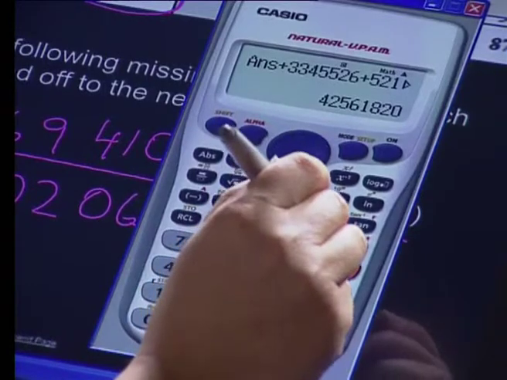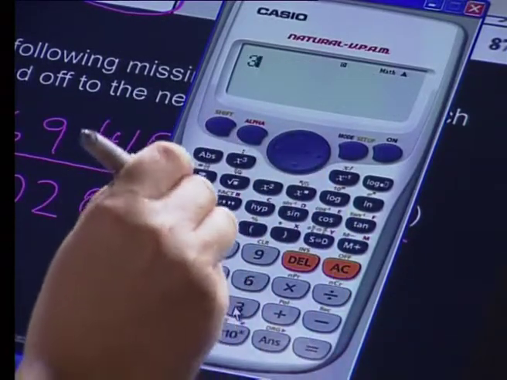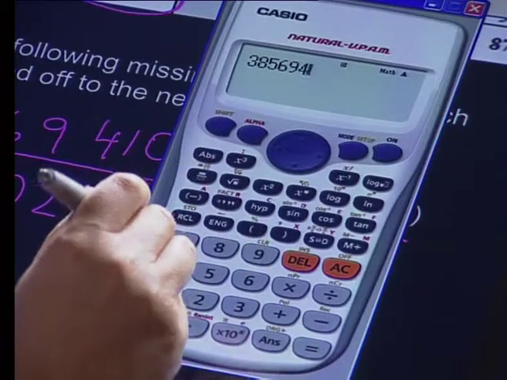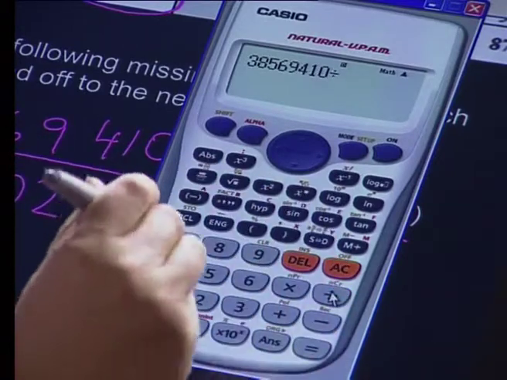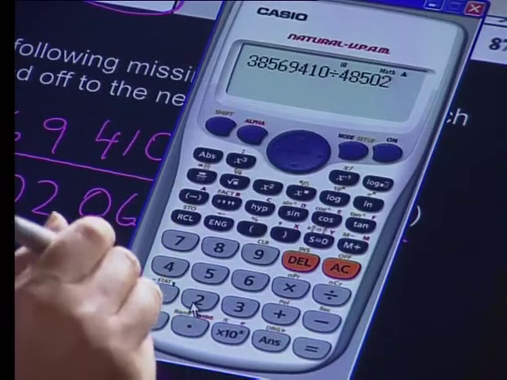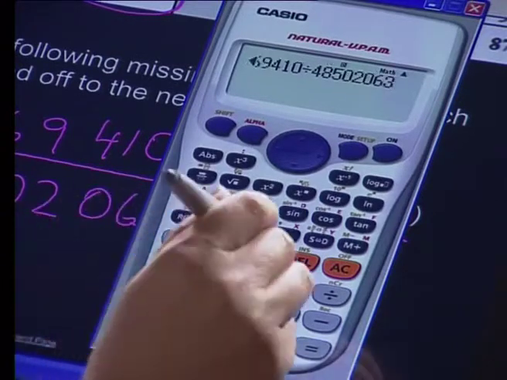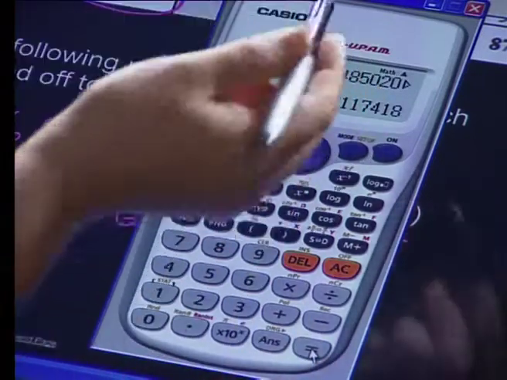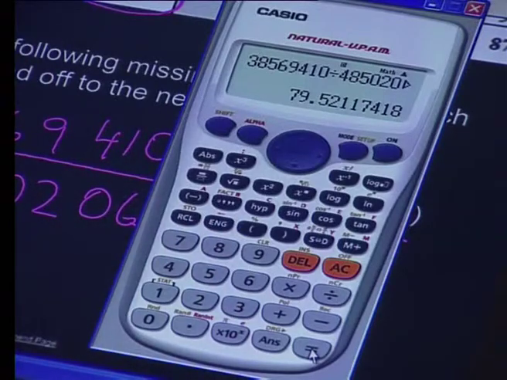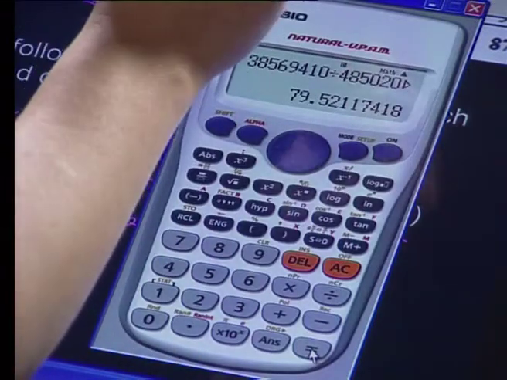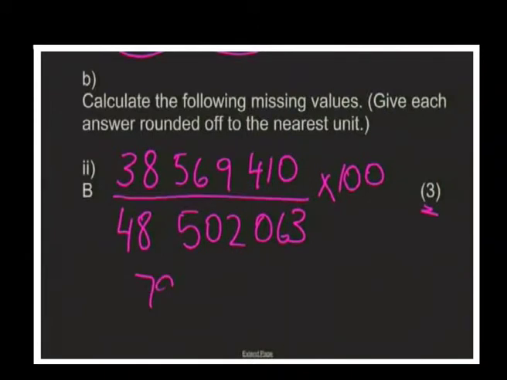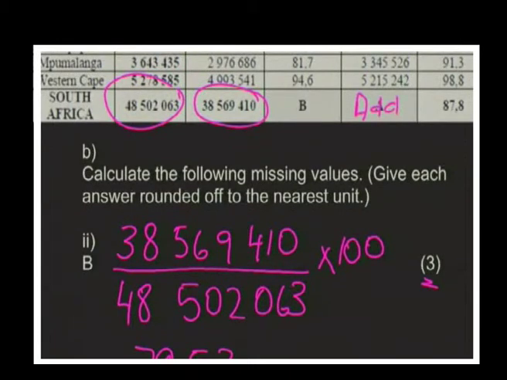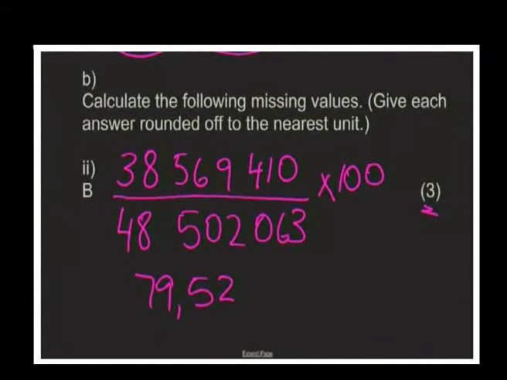So let's do that on our calculator. 38,569,410 divided by 48,502,063 and times by 100. And I get an answer of 79.52%. They've been rounding these all to one decimal place. Let's write that in, 79.52. Now, all of these have been rounded to one decimal place, so I can round it to one decimal place.